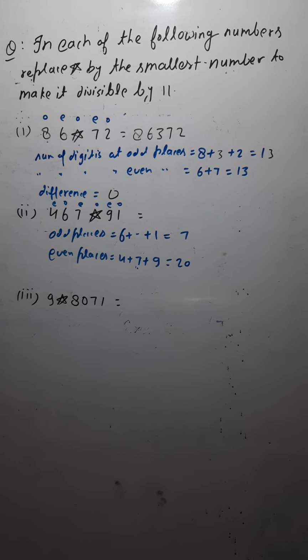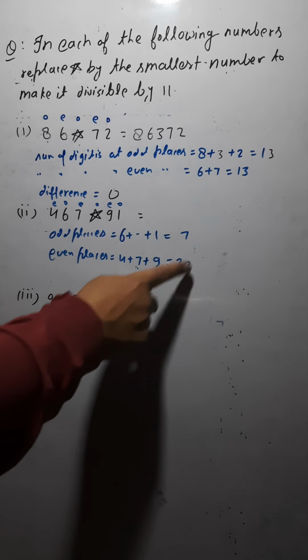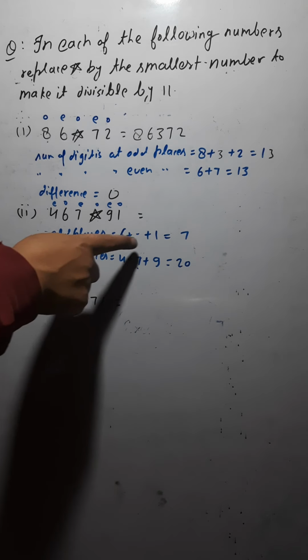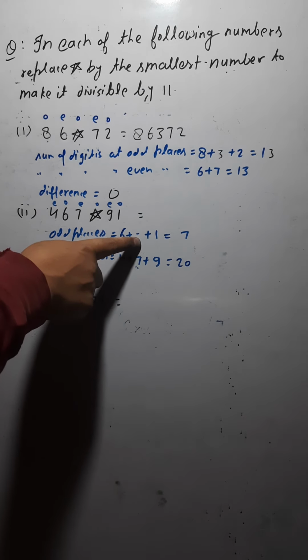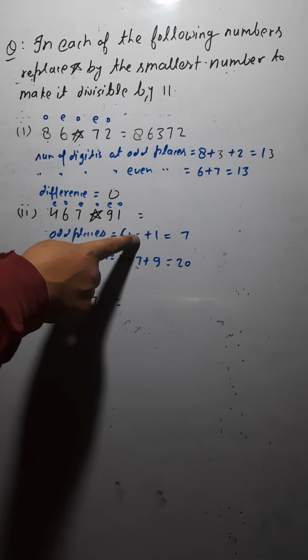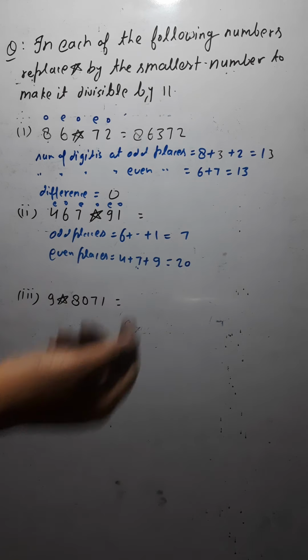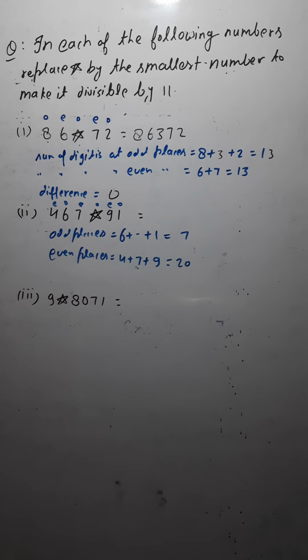Now if you see, the difference cannot be 0 here, because whatever digit you write, it cannot be more than 9. If you write 9 here, this would become 16. And 16 minus 20 is not 0. So what should I write here?